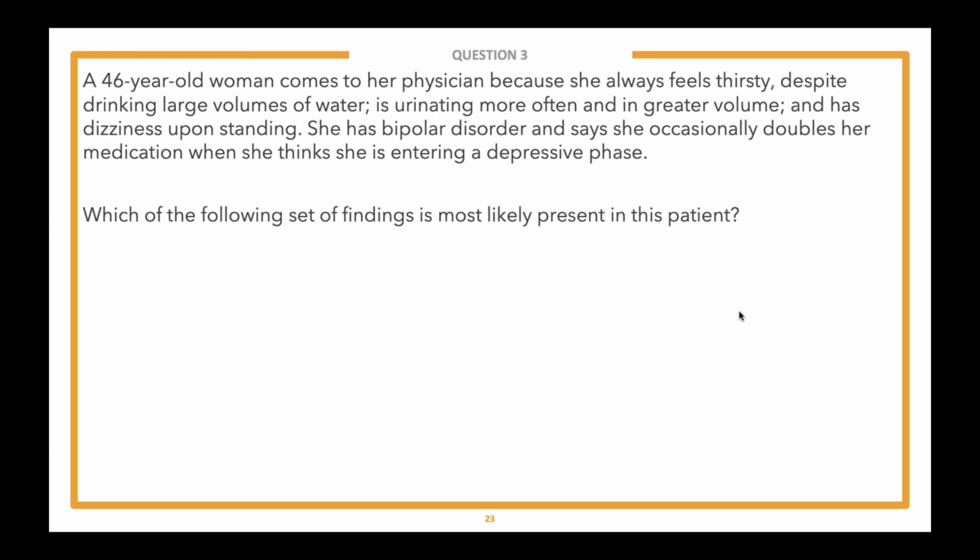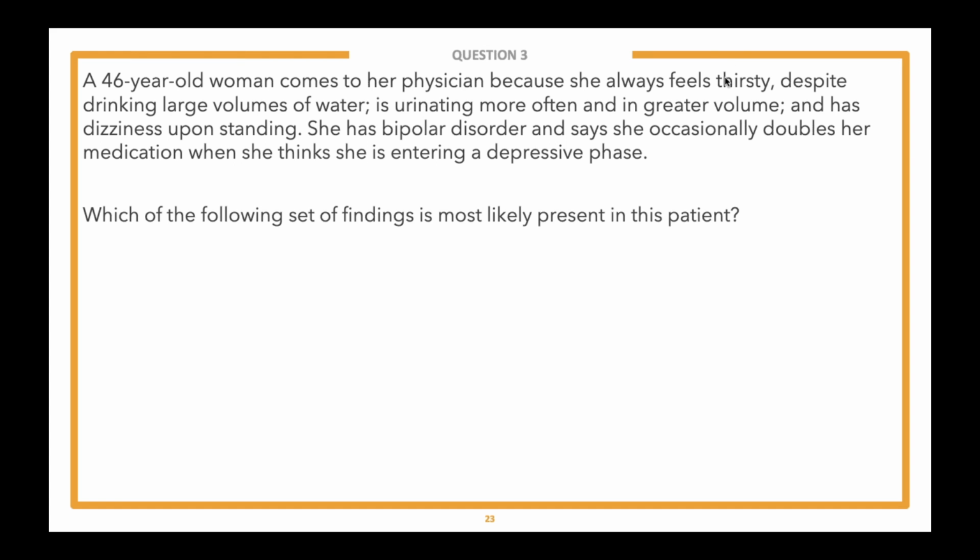Which of the following set of findings is most likely present in this patient? I'll give all of you a few moments here to respond in the question box and let us know how many steps you believe this question will require. All right, I see the responses coming in.